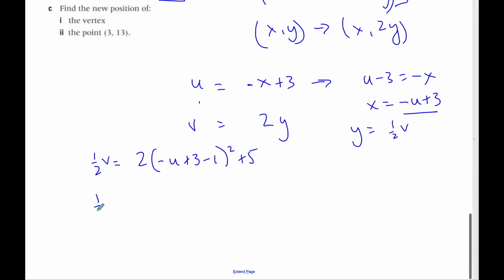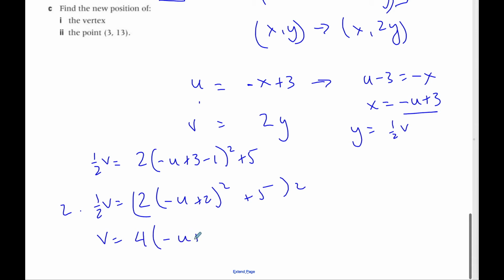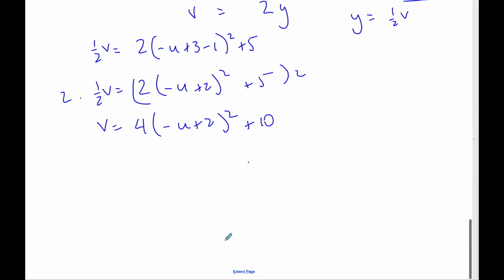And so then if I just simplify this, I get negative u plus 2 squared plus 5. And if I multiply both sides of the equation by 2, I end up with v, which is 4 times negative u plus 2 squared plus 10. Now, I recognize that this is not the same equation as the previous one. So what I can do, I know v is actually y, and 4.